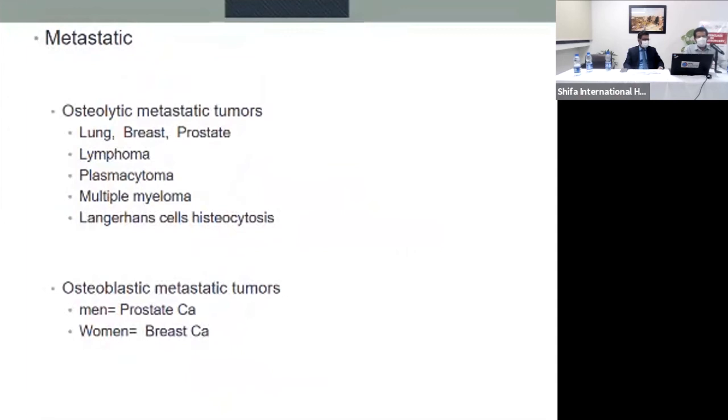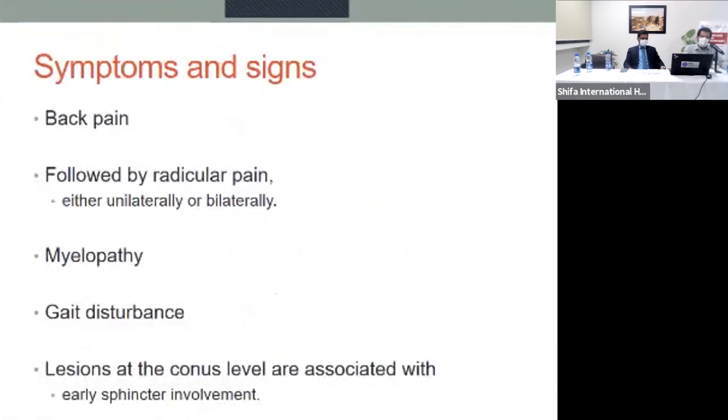Osteolytic being lung, breast, prostate, lymphoma, plasmacytoma, whereas the osteoblastic ones in the male are the prostate carcinoma, whereas in the female are the breast carcinoma. So basically, these are both osteoblastic and osteolytic at the same time.